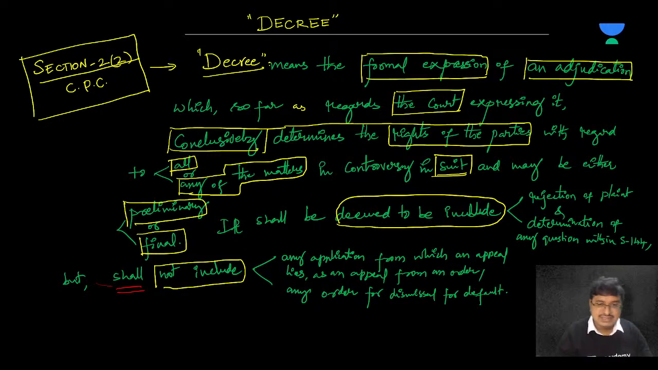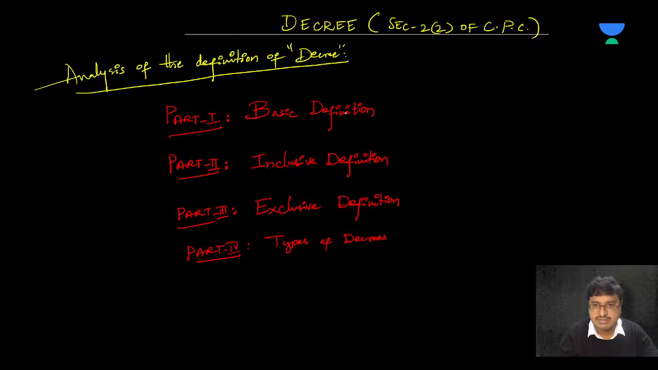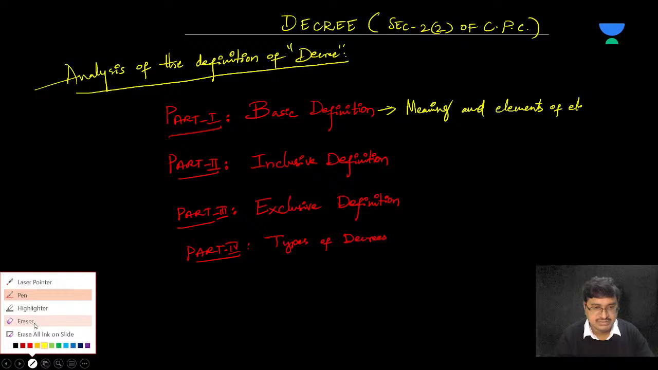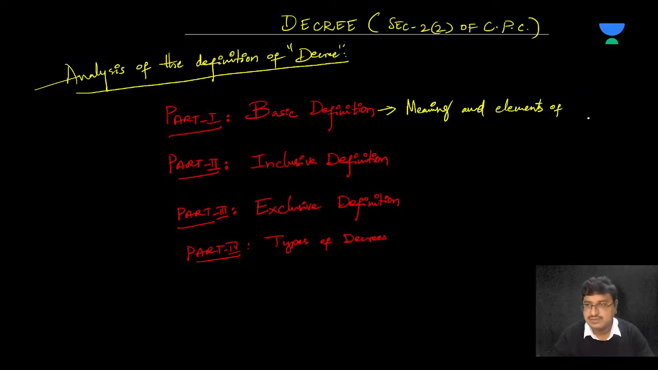Now, let us see the basic ingredients. Okay, the first part or basic definition. Here, the basic definition part gives the meaning and elements of decree. Okay, it is speaking about meaning and elements of decree. Let us see the important concepts here.